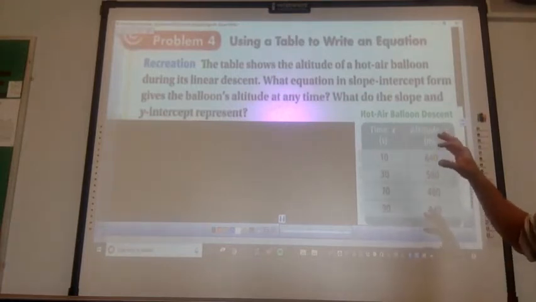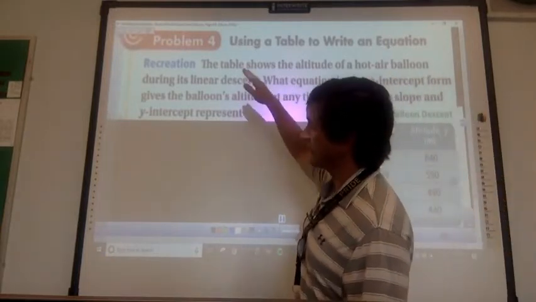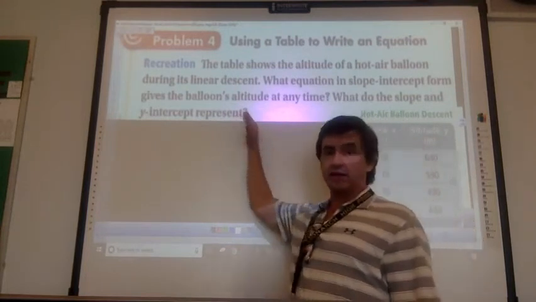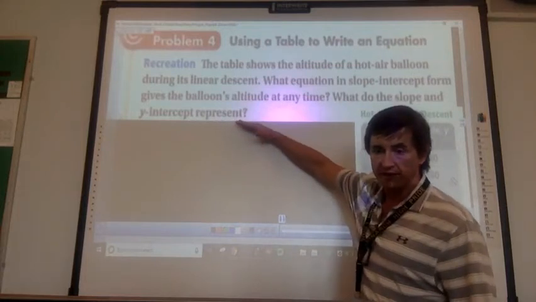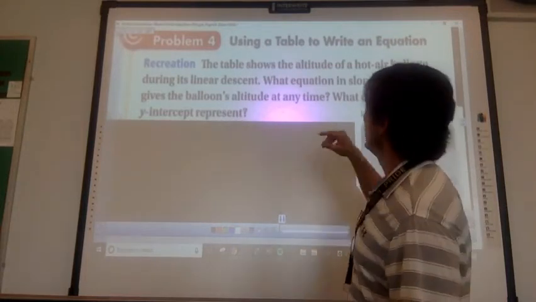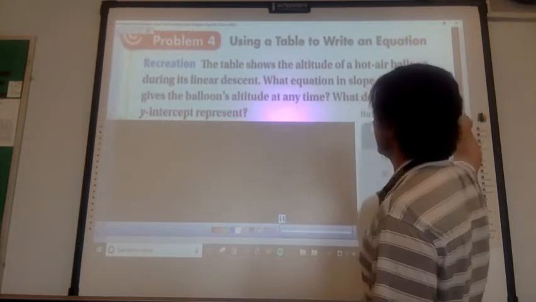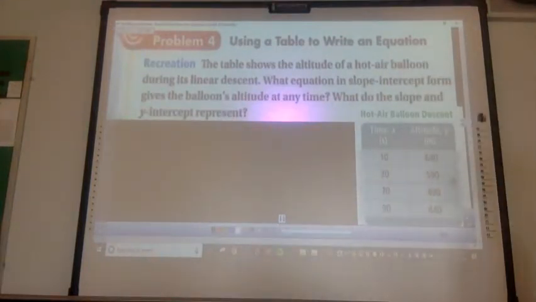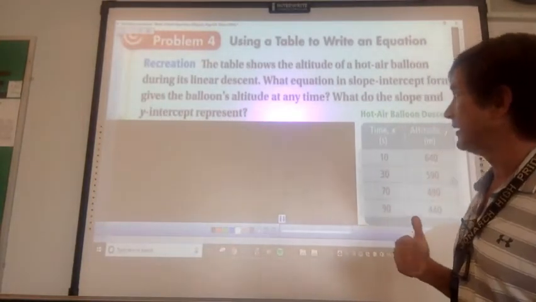So what they want us to do here: it shows the altitude of a hot air balloon during its linear descent. That means the descent is a straight line, right? Not like this, because then everybody dies, but probably more like that. So what equation in slope-intercept form gives the balloon's altitude at any time, and what do the slope and y-intercept represent? I kind of have to show you the difficult way to do this problem because you're going to see one like it.